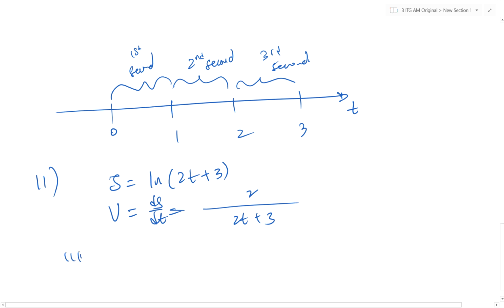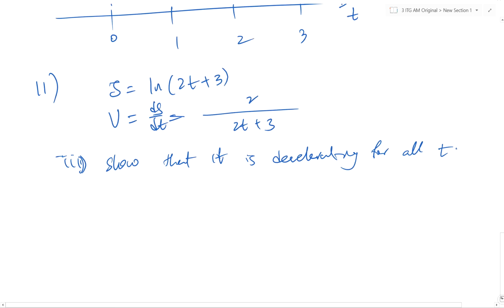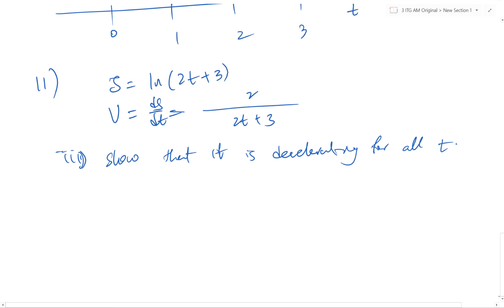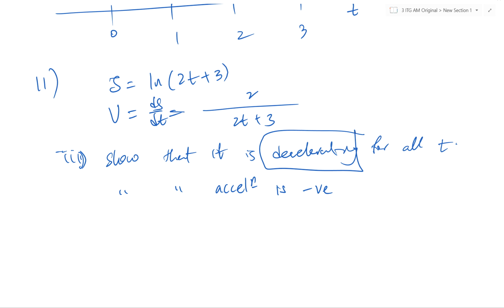Next, part 3. Show that it is decelerating for all t. What do you think they are trying to get us to do? Okay, good interpretation. Show that acceleration is negative. Because I mentioned to you before, deceleration, another word for it is negative acceleration. So apparently we are now trying to prove that acceleration is negative. Do you even have an expression for acceleration yet? At this point, not yet.